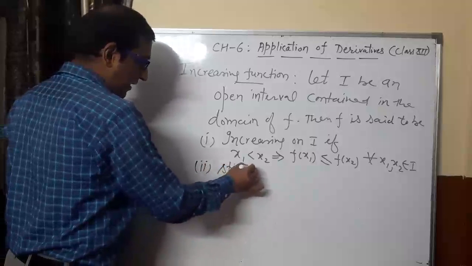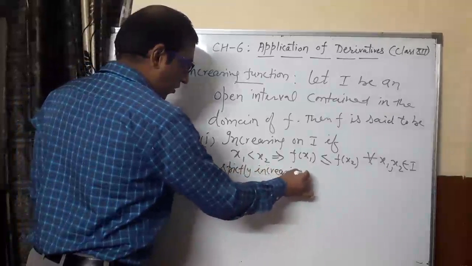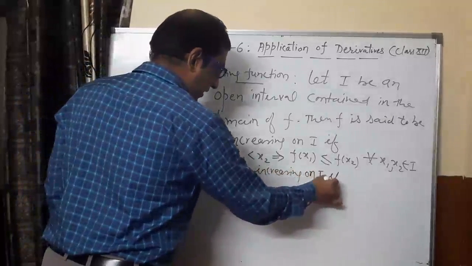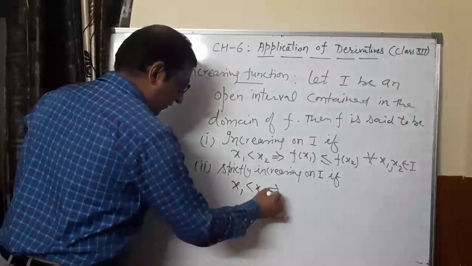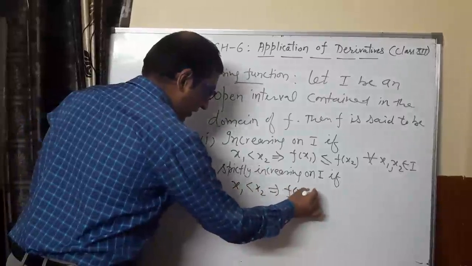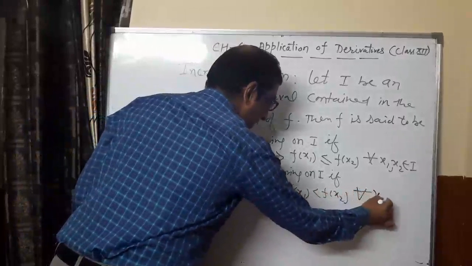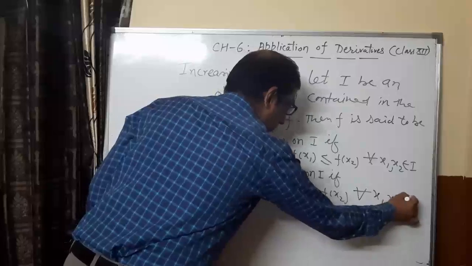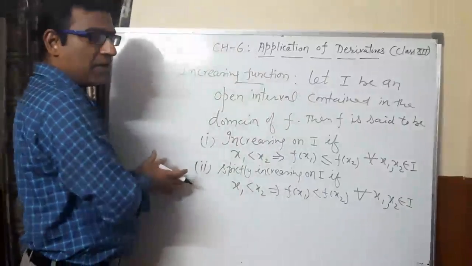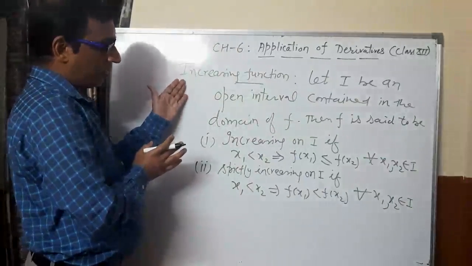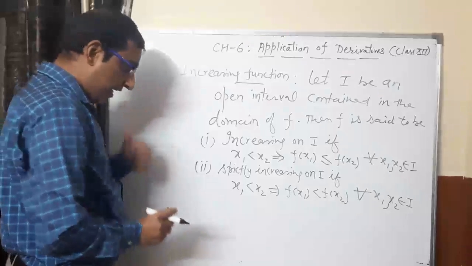And f is strictly increasing on I if x1 less than x2 implies f(x1) is less than f(x2) for every x1, x2 belonging to I. So this is the definition of increasing function. So how can we give the definition for decreasing function?